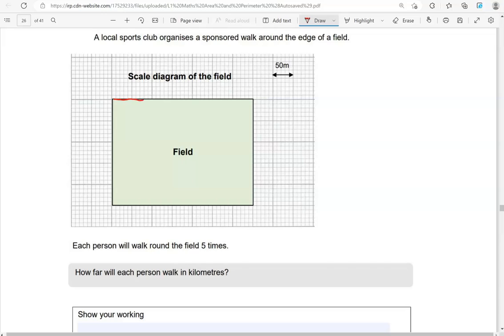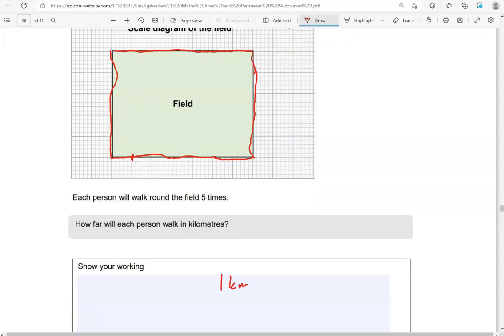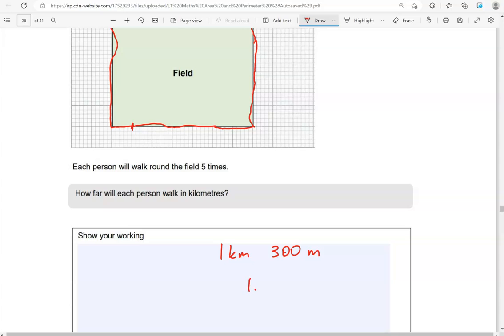So 50, 100, 150, 200, 300, 400, 500, 600, 700, 800, 1000. So that is 1 kilometer. And then we have 100, 200, 300. So 1 kilometer and 300 meters is the perimeter of the field. So that is 1.3 kilometers, in other words.